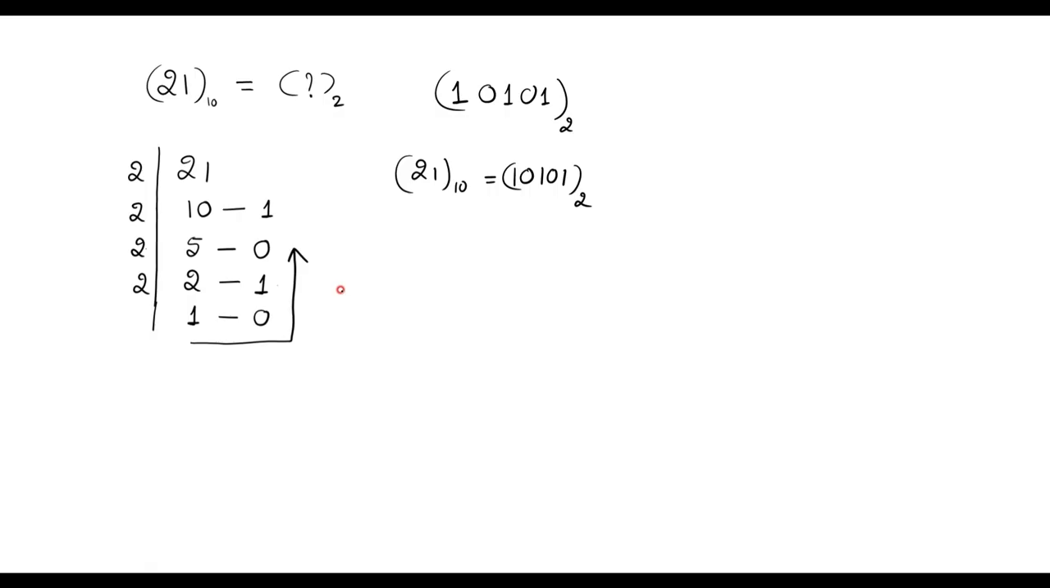Now let me take one more example. I will take the number 41. So 41 is a decimal number. What is the binary equivalent of this? So now we need to divide this 41 by 2 repeatedly like this. So divide 41 by 2, that is we have 20, because 20 into 2 is 40. The remainder will be 1 right here.